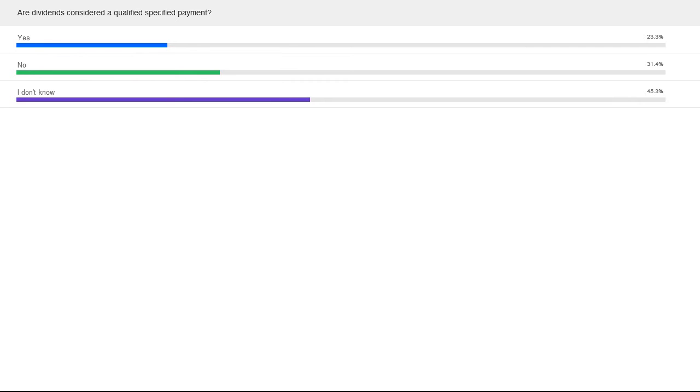22% say yes, 40% say no, and 43.5% say I don't know. And this 512(b)(13) is the section of the code that covers this. It can be extremely confusing. And if you are receiving dividends, that will be exempt as a qualified specified payment from UBTI. So really only interest, rent, annuities, or royalties would be something that would be a qualified specified payment that you may actually have to pay tax on the income.